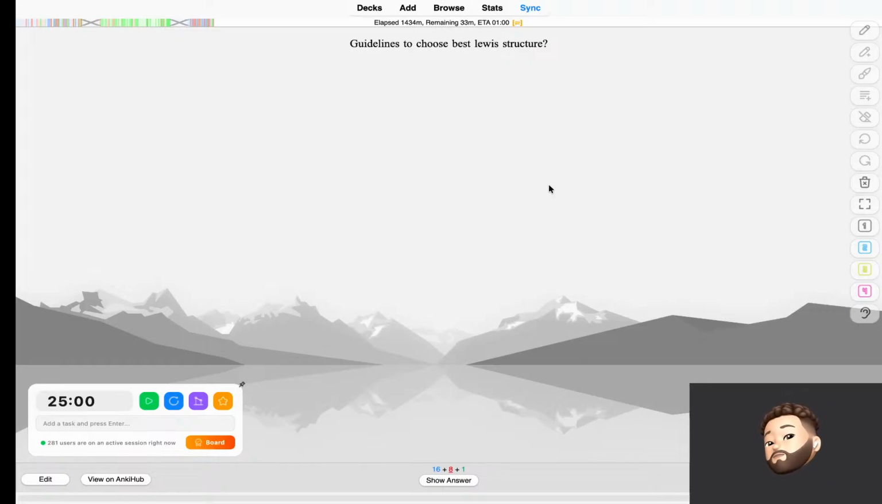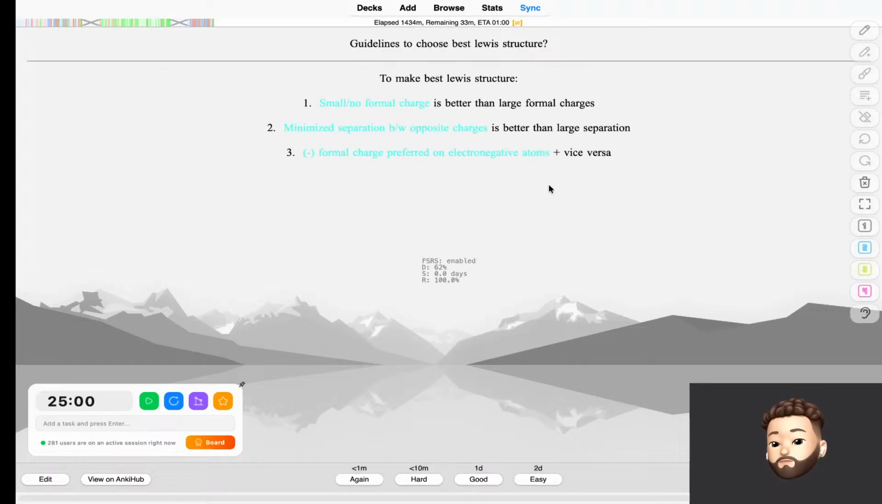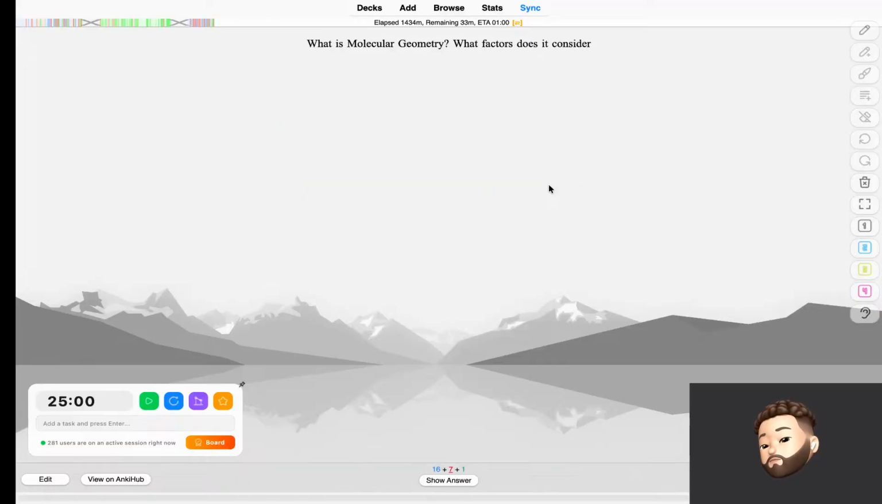So you're gonna want minimal or no formal charge. You're gonna want minimal separation between charges if they have to be there. And if you're gonna put a negative charge down, it has to be on the most electronegative one, or prefer it to be on the most electronegative atom or element.